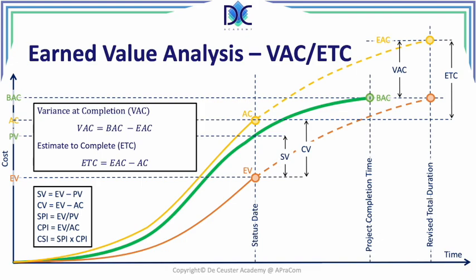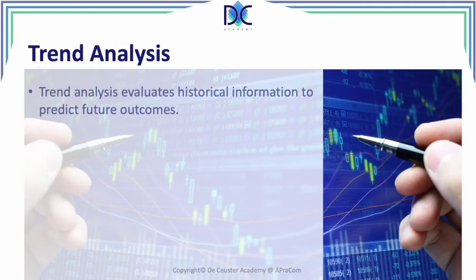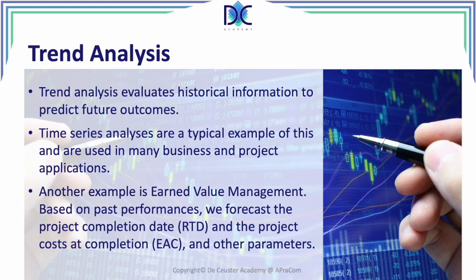We also talk about trend analysis. Trend analysis evaluates historical information to predict future outcomes. We can have time series analysis. These are a typical example of trend analysis, and we can use it in many business and project applications. Another example is earned value management. Based on past performances, we forecast the project completion date and the project cost at completion and other parameters.